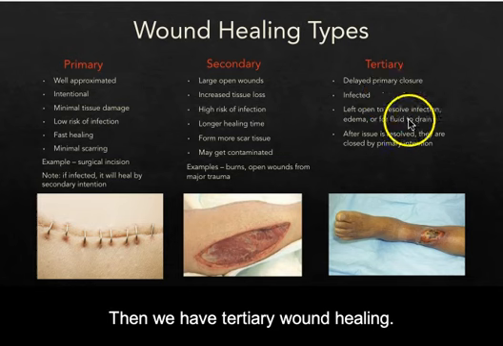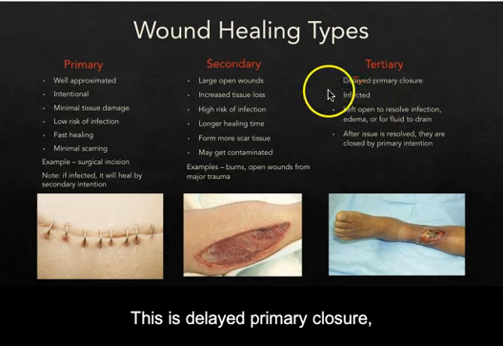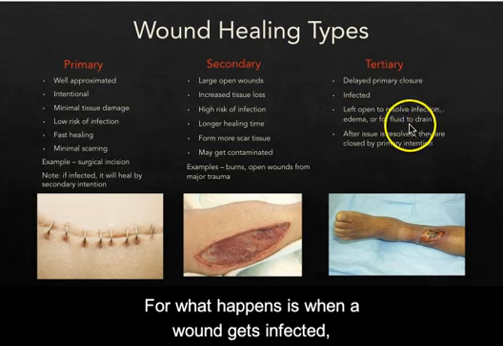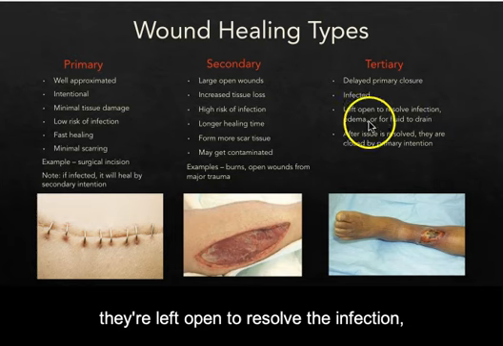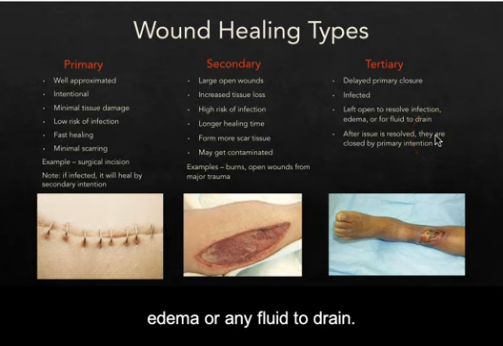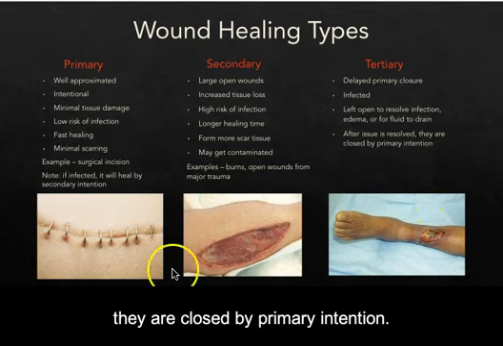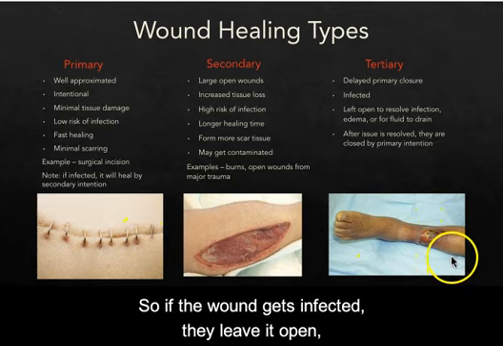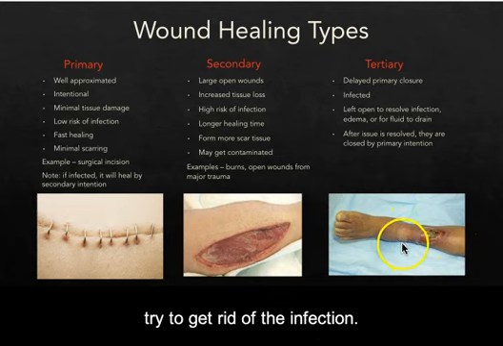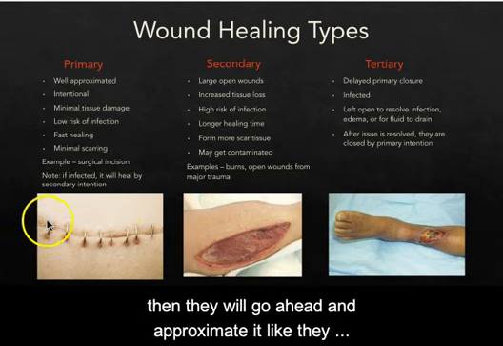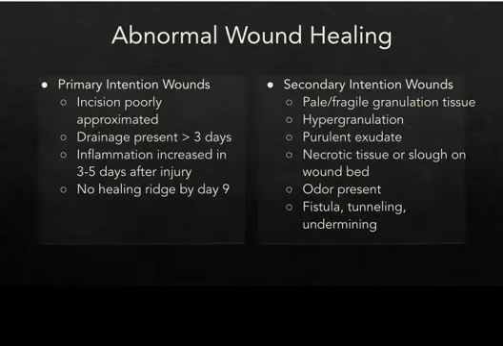Then we have tertiary wound healing. This is delayed primary closure of infected wounds. What happens is when a wound gets infected, they're left open to resolve the infection, edema, or any fluid to drain. And then after the tissue is resolved, they are closed by primary intention. So if the wound gets infected, they leave it open, try to get rid of the infection, and then once the infection is gone, they will go ahead and approximate it like they approximate a primary wound.